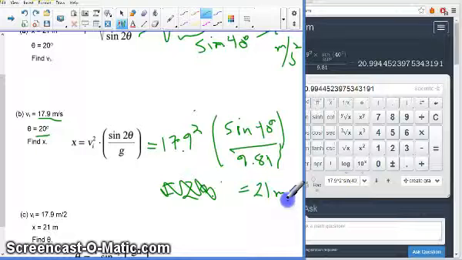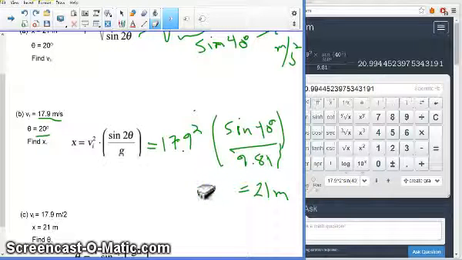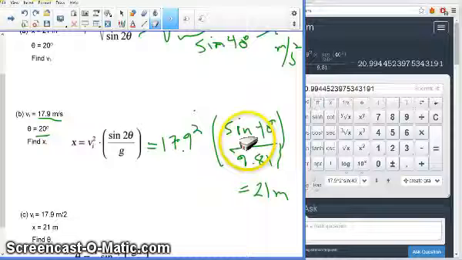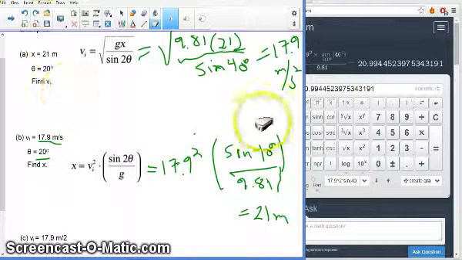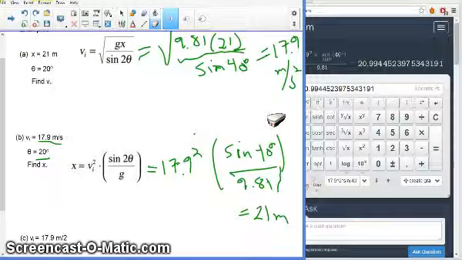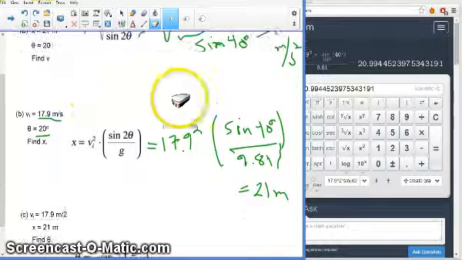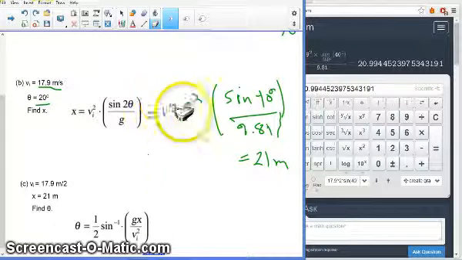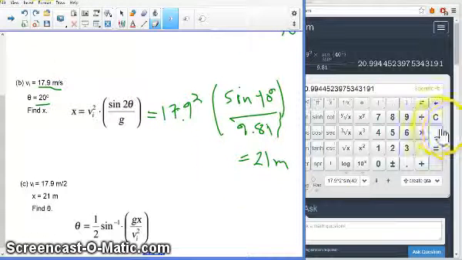And then the units are meters. If the units are not meters, if it's a different unit of measurement, then this constant I'm putting in here is not 9.81. That's unique to meters and seconds. If it was a different distance unit, then it would be a different value.